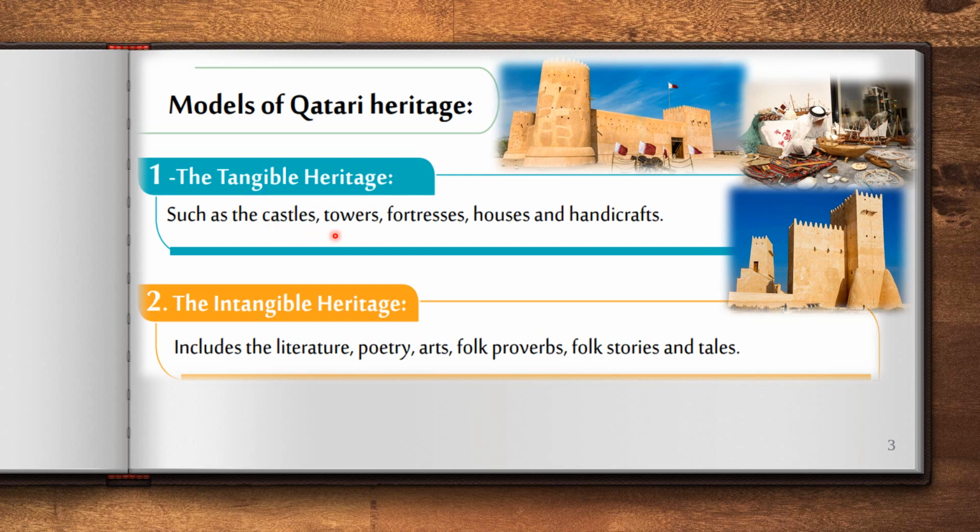Examples are castles, towers, fortresses, houses, and handicrafts, like you can see here in the pictures. We have the Al Zubara Fort, Barzan Tower, and this one is an example of handicrafts. When you say handicraft, these are things or any material that is made by hand. All right, and number 2 is intangible heritage. It refers to things that are not physical items but exist intellectually, like traditional songs, values, beliefs, literature, any forms of poetry, art, folk proverbs, folk stories, and tales.